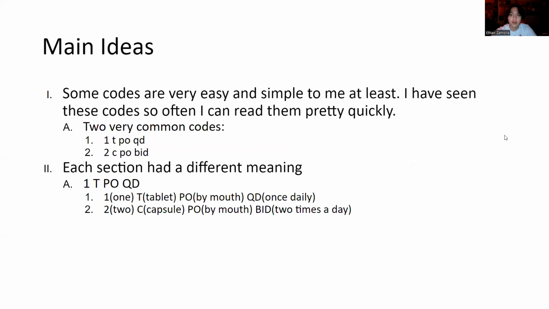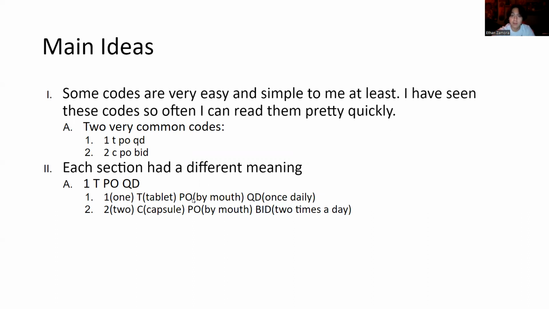Okay, so these are two simple codes that I've put right here. The first one I have right here is 1 T PO QD. I wrote it down here. The number one stands for how many tablets you're going to be taking. The T is what form of medication it is. It could be a soft gel, a capsule, or a tablet, like how I have it right here. I also showed that it's capsule in the second one right here.